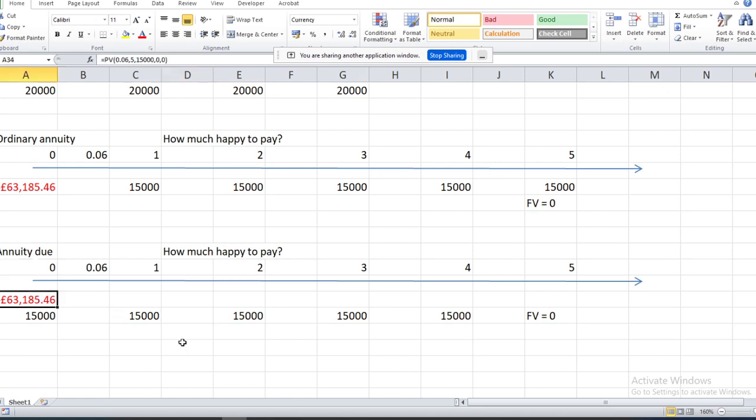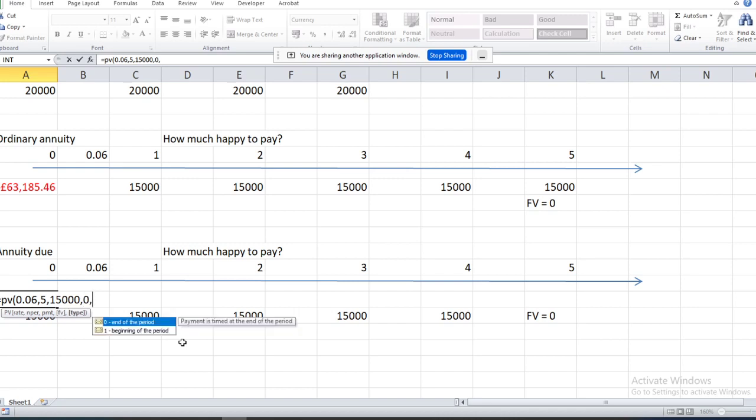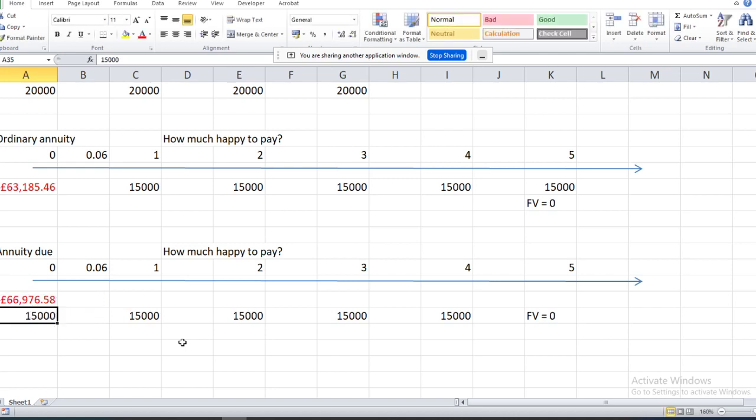Let's try to calculate PV over here and see if there is any difference. Maybe that will also help us understand something about the difference between annuity types. So equals PV, open the brackets, same rate of 6%, same NPER of 5, same PMT of positive 15,000, same 0 FV. This time for type we have 1, that's annuity due, and PV is going to be bigger, bigger, bigger.